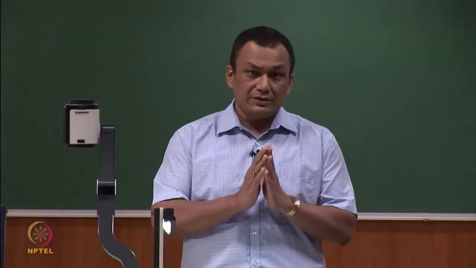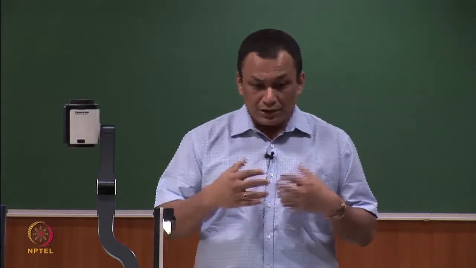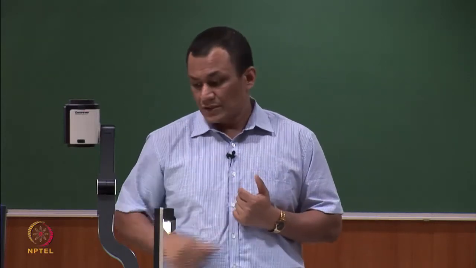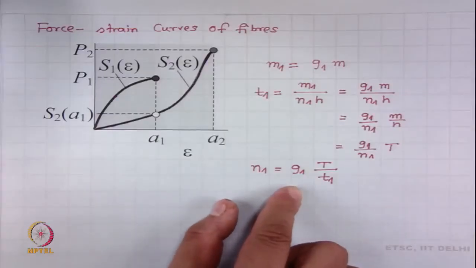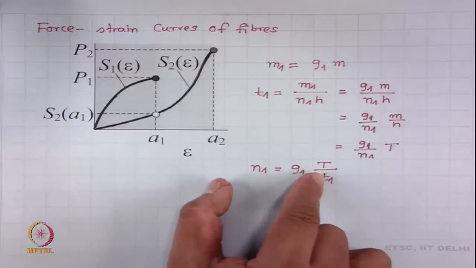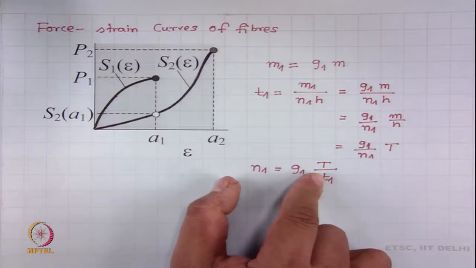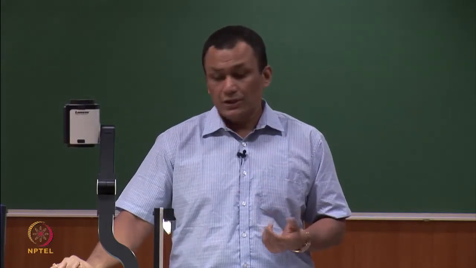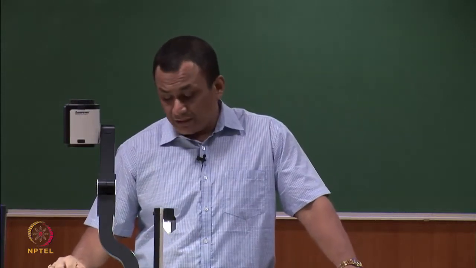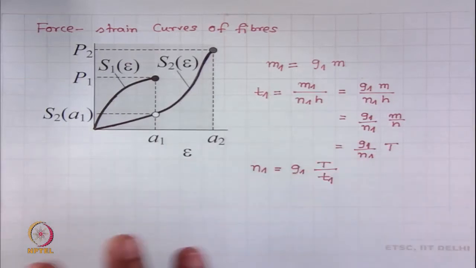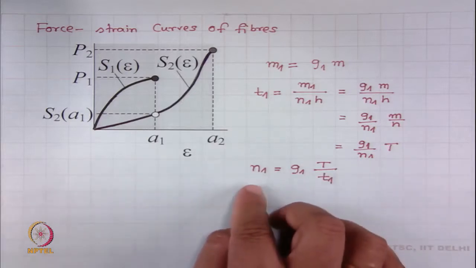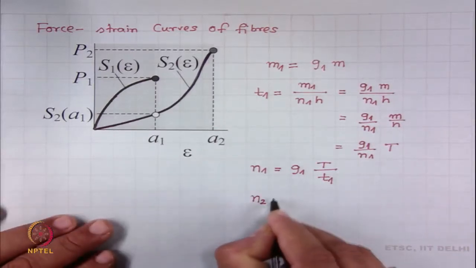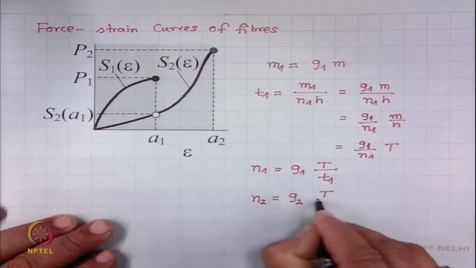Now, imagine in a textile company, we blend fibers in terms of their weight, their mass. So, generally mass fractions are known. So, G1 and G2 are known quantities, readily available. Capital T, what is the count of the sliver, the roving, the yarn, these quantities are generally known. The fineness of the fiber is also known. So, G1, capital T, small t1 are all known quantities. By using these, you will be able to calculate how many type 1 fibers are present in the bundle. Similarly, we can write N2 is equal to G2 capital T by t2.